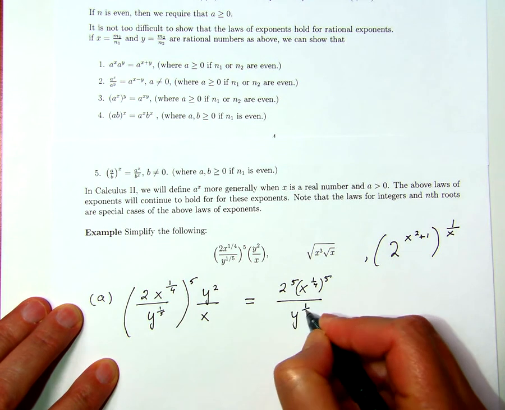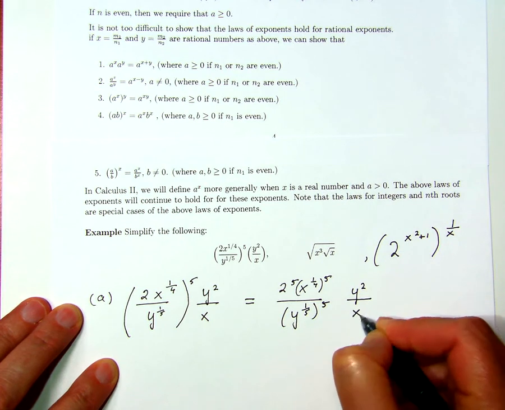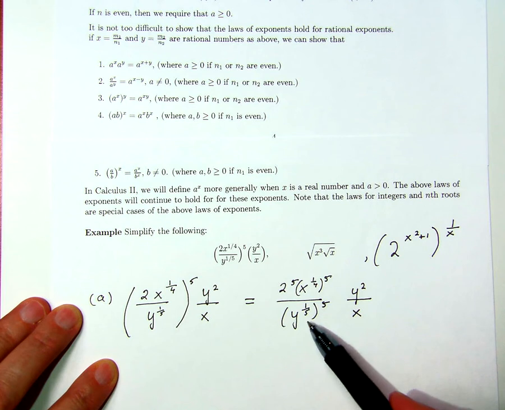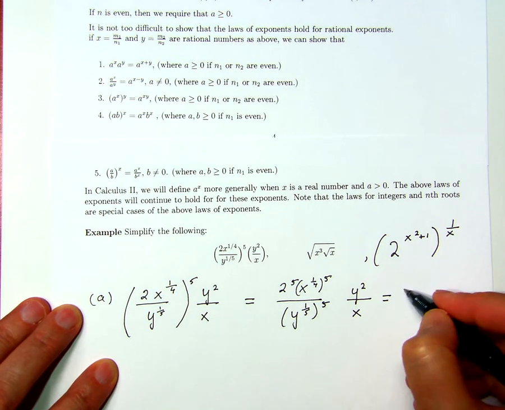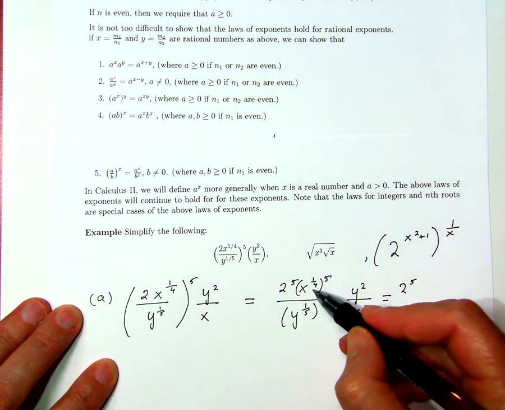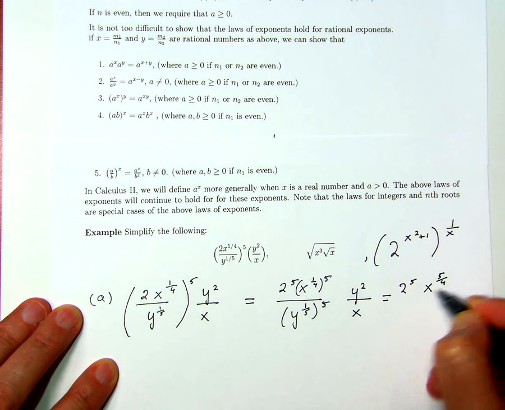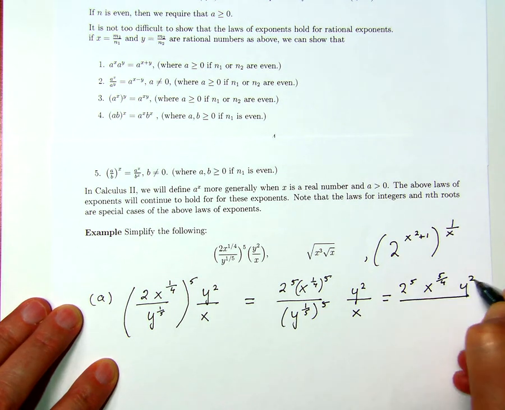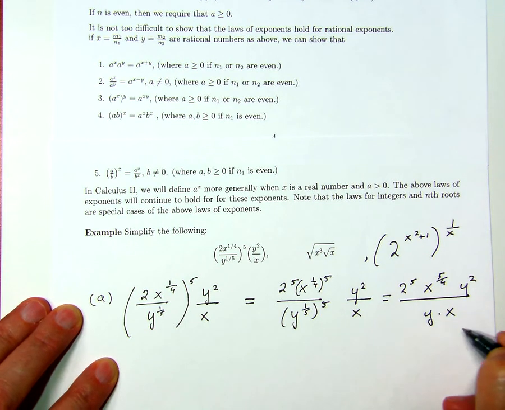And then we have y to the 1 over 5 to the power of 5 times y squared over x. And remember, y to the 1 over 5 to the power of 5 is actually equal to y, because 5 is an odd power. And so this is 2 to the 5. This is x to the something, a power of x, all raised to a new power, so I multiply the exponents there. And I can amalgamate the two fractions and multiply by y squared. And I get y times x here.